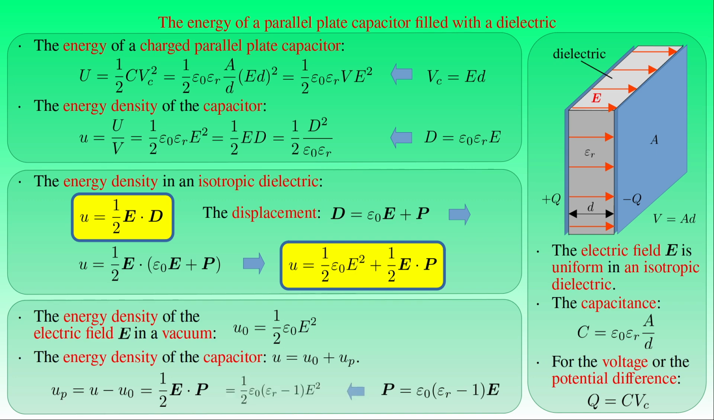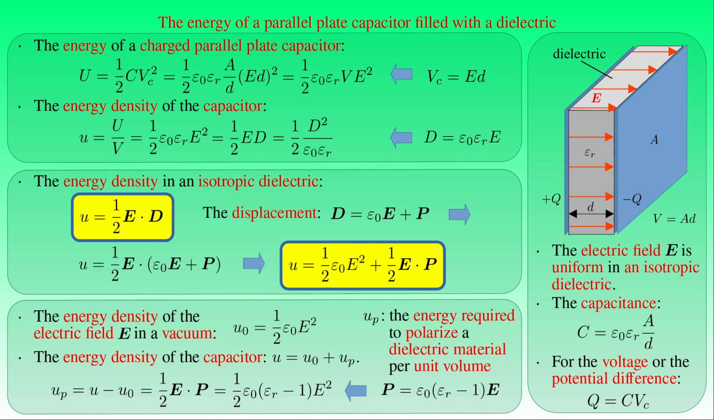Then the energy density UP is equal to 1/2 times epsilon naught times epsilon R minus 1 times E squared, depending on both the magnitude of the electric field between the plates and the relative dielectric constant epsilon R of the medium between the plates. We will show that the energy density UP defined here is simply the energy required to polarize a dielectric material per unit volume.